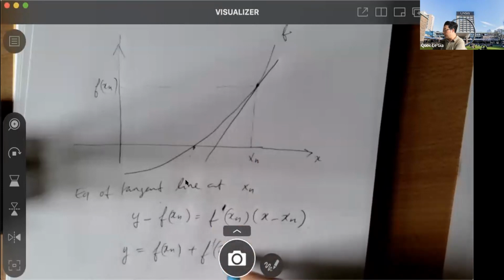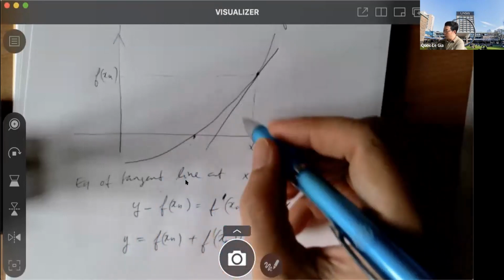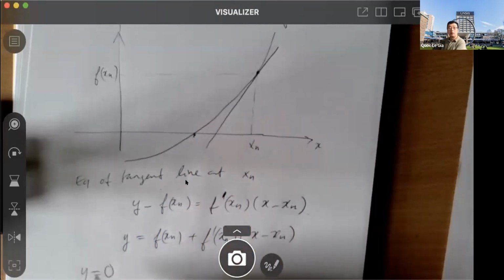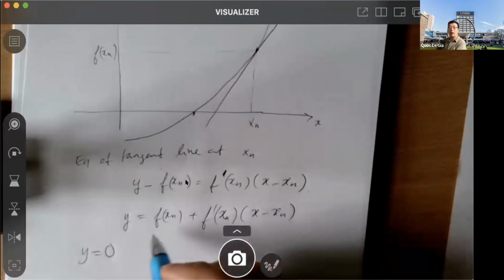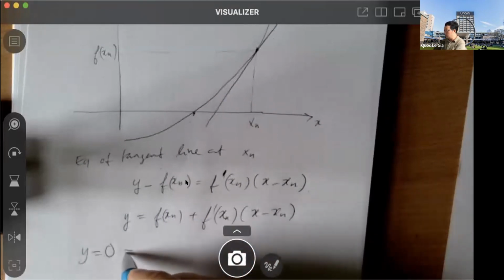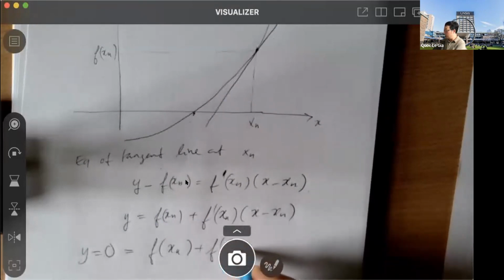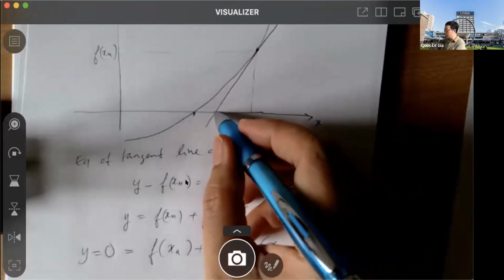F of xn, f prime of xn, x minus xn. And then you want to find the intersection between the tangent line and the x-axis. You just set y equals 0. Okay, you set y equals 0, then x equals xn plus 1. So then you got f of xn plus f prime of xn times (xn plus 1 minus xn). So therefore this point is xn plus 1.